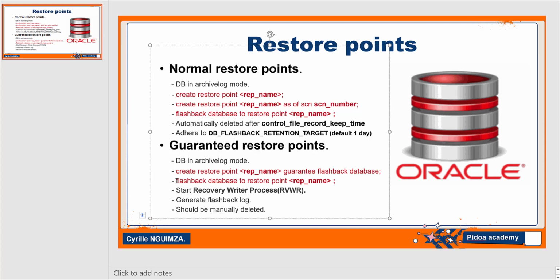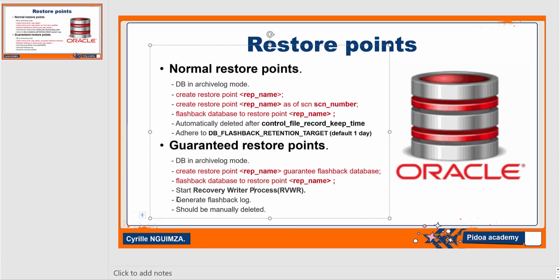To flash back to a guaranteed restore point, you also use flashback database to restore point and give the restore point name. When you create a guaranteed restore point, it will automatically start another background process called the recovery writer process. The recovery writer process will be in charge of writing the flashback data into the flashback log, and this flashback log will be used later to flash back the database.